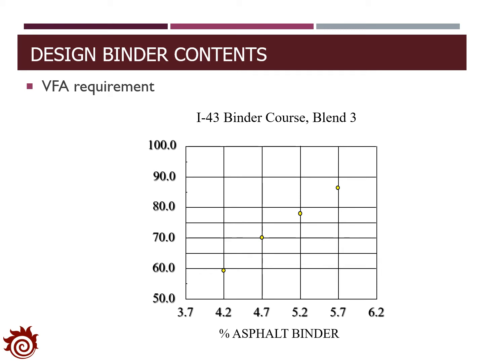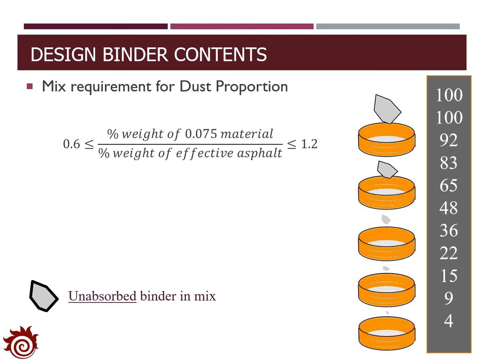The figure shows the values of VFA under different asphalt contents for the full specimen in the design of the binder contents. We can apply the line to fit to all these 4 points. And then we will find out the value of VFA at the asphalt contents of 4.7, which you will find is 70%. So we have VFA as 70%.